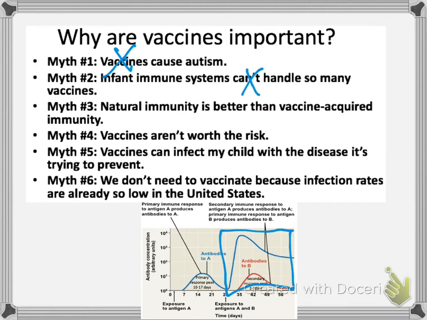Natural immunity is better than vaccine-acquired immunity is, again, completely not true. I mean, just the sheer dangers of this approach far outweigh any relative benefits. Think about what's happening with measles, right? If you get the disease, you face a 1 in 500 chance of death, and there's a 10% correlation with deafness. So 1 in 500 chance of death versus getting the MMR vaccine, right? Which has an astronomically small chance of complications at all. So not true. Again, vaccines aren't worth the risk.